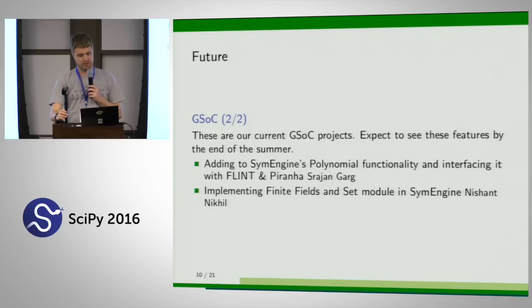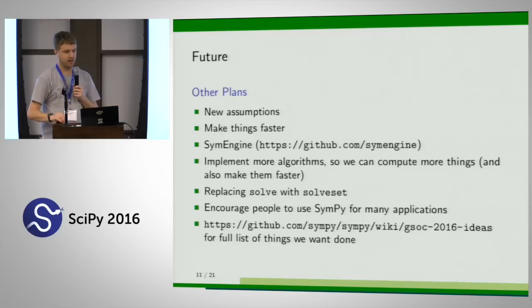And there is a project to improve the polynomial functionality and to implement finite fields and set stuff by Srejan Garg and Nishant Nikhil. So our future plans, there's a new assumption system that we're working on. I believe we're mainly going to go over the older one today. As always, we want to make things faster.